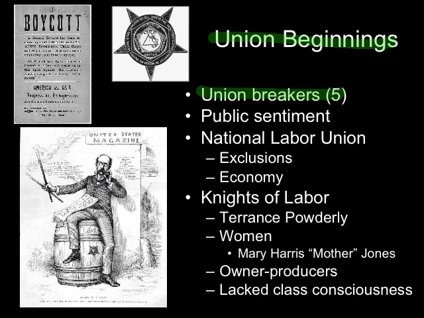Number 2, they would use a lockout. And they would simply just lock the doors of the factory and not let the workers in. They figured, fine, you want to go on strike? You're poor, I'm rich. I'm betting I can go longer without income than you can. So they would lock the factory until the workers agreed to come back for what the owner was willing to pay. Okay?